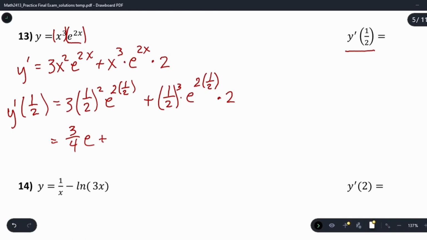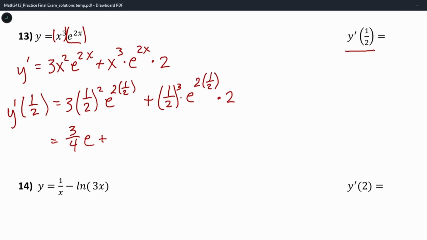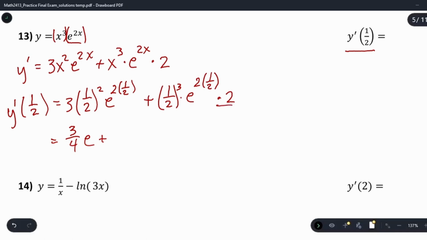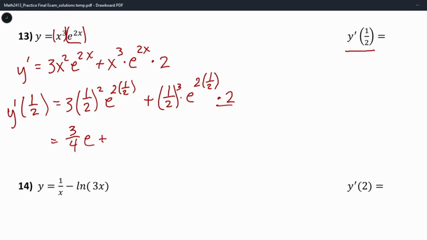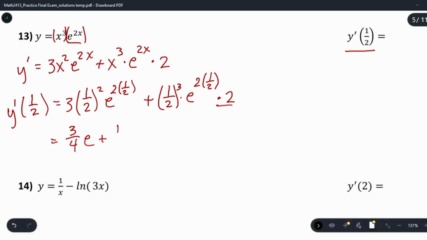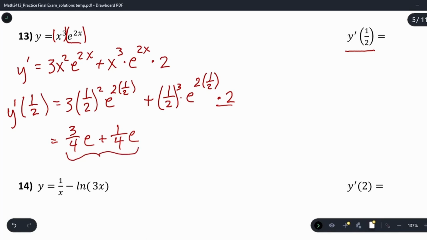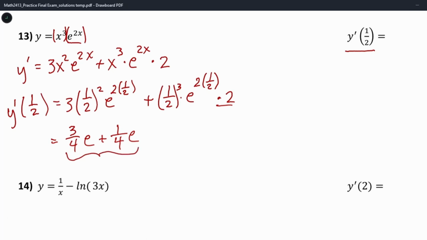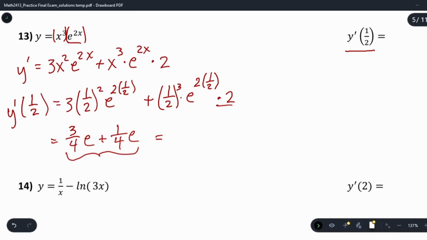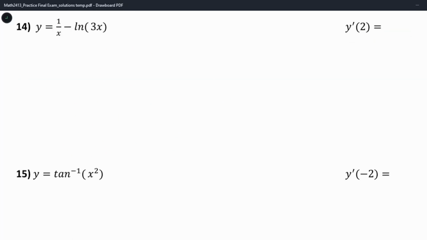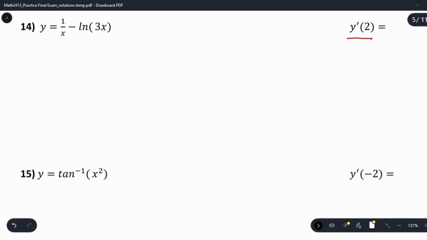Plus, over here we have half cubed. 1/2 to the third is 1/8, but 1/8 times 2 basically will eliminate one of those factors of 2 and put that down to a fourth. E to the half of 2 is 1 again. And then notice that these are like terms. 3/4 e plus 1/4 e is 4/4 e, or just e. And so that answer is simply e. Next, number 14. We need to find the derivative evaluated at 2.